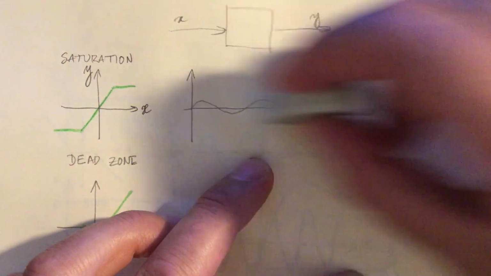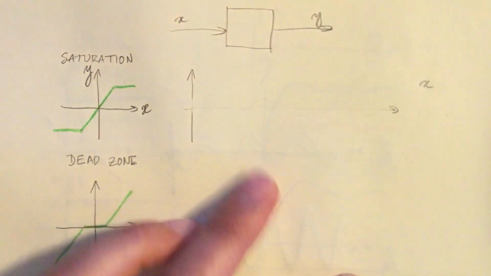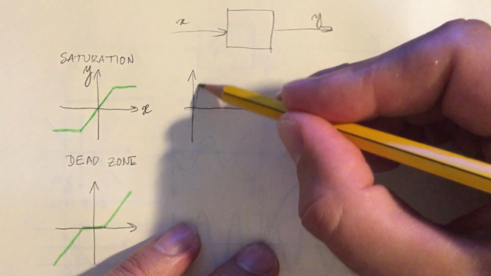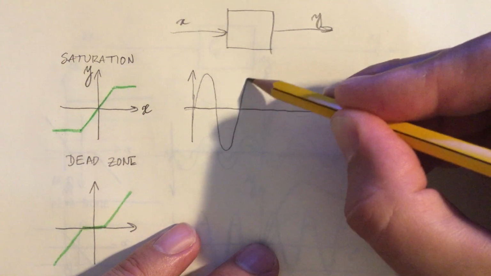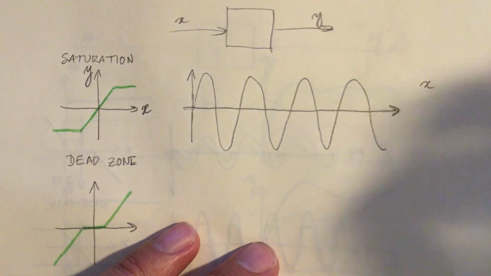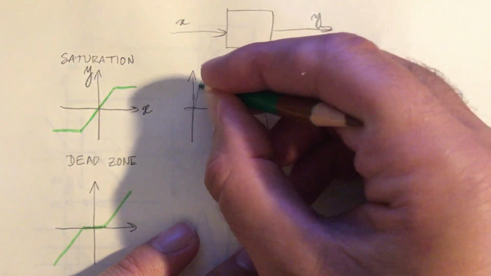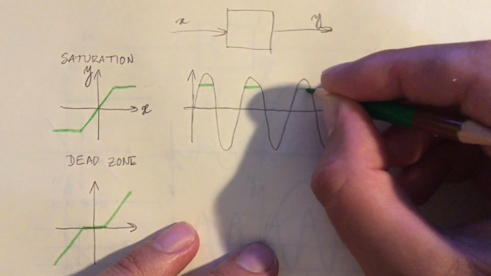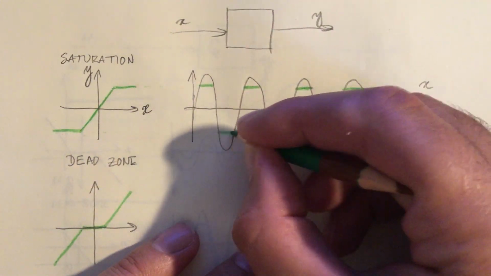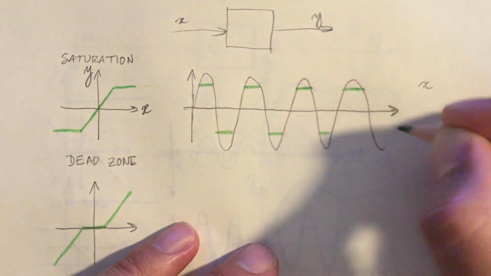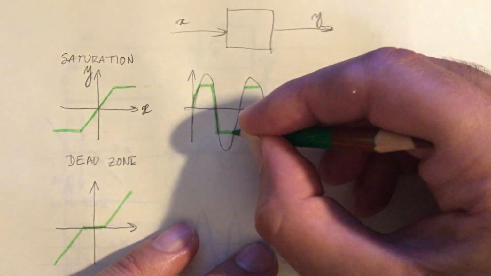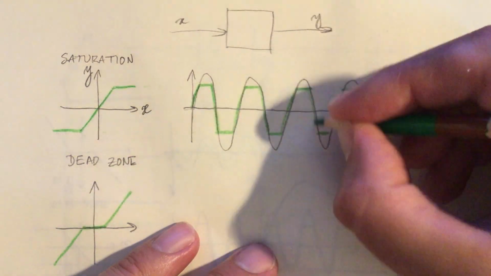If, however, instead of this, I have a sinusoid with an amplitude which is larger than the saturation values, I will have no outputs larger than the upper saturation value, and I will have no outputs lower than this lower saturation value. So I will end up with a truncated sinusoid like this.